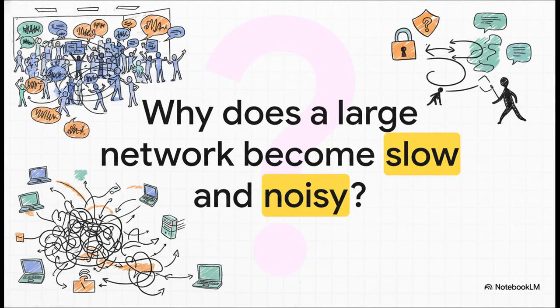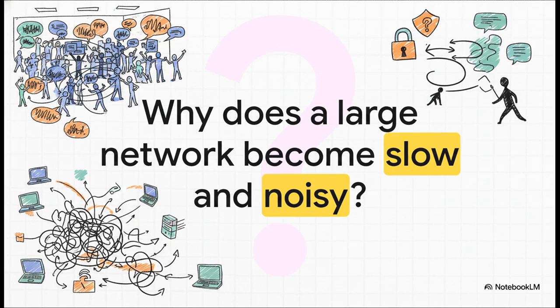To kick things off, let's just think about a fundamental question. Why does a large network suddenly become so slow, so noisy, and honestly incredibly difficult to secure? Imagine walking into a giant open-plan office, or maybe a massive classroom, where literally hundreds of people are all trying to shout across the room to each other at the exact same time. There are no walls, no meeting rooms, just one big open space. It would be overwhelmingly loud, right? You absolutely wouldn't be able to get any work done.